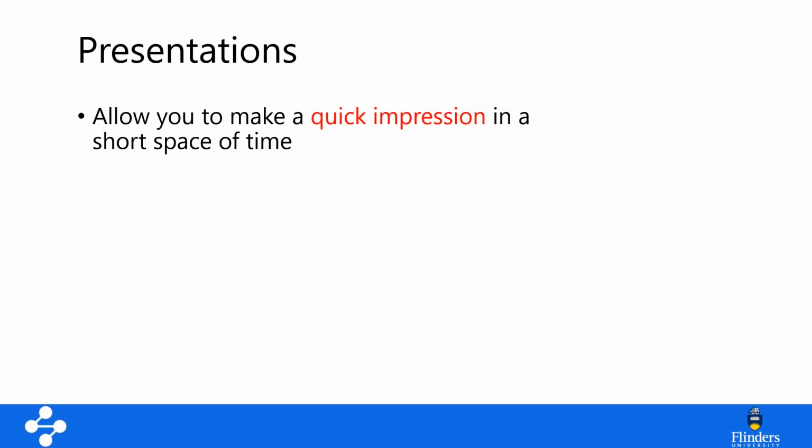First, a presentation allows you to give a quick impression of how much you have learned, how much you know within a short span of time. A 10-minute presentation can tell a whole lot about what you have learned throughout the lesson or your topic. Presentations are also a reflection of you as a student, you as a budding professional.